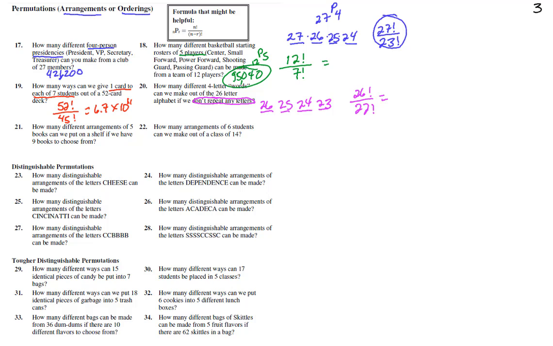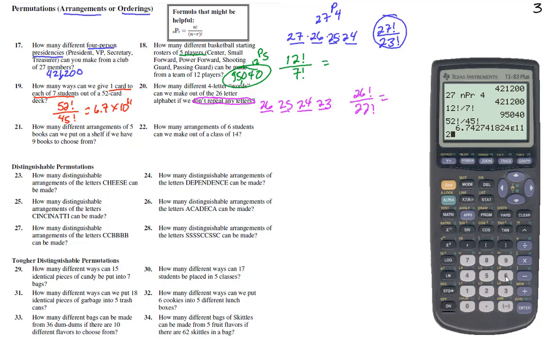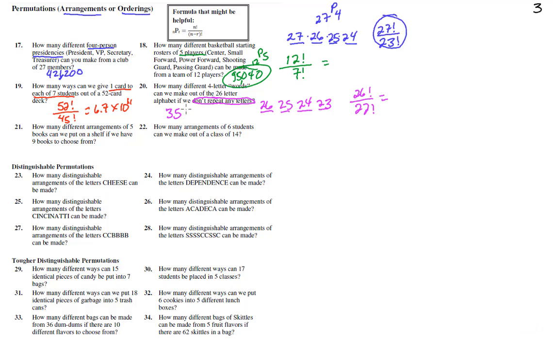And it equals, let's use the shortcut this time, 26 math probability nPr 4. So that's going to give us 26 factorial over 22 factorial, and we get 358,800. There we go, 358,800. All right, how many different arrangements?